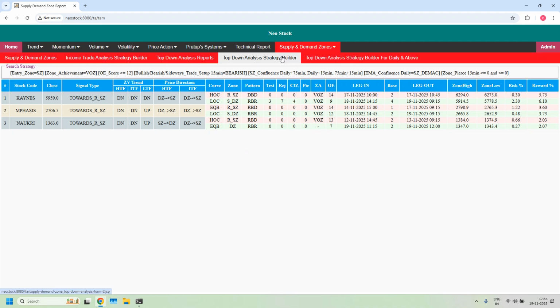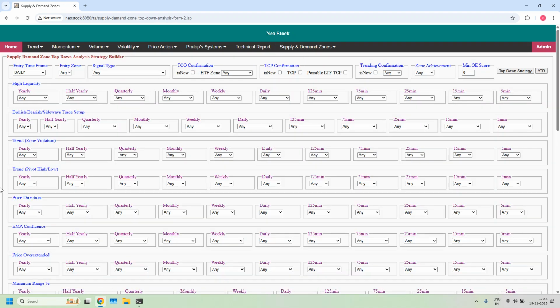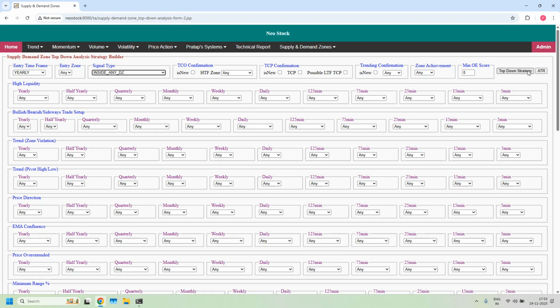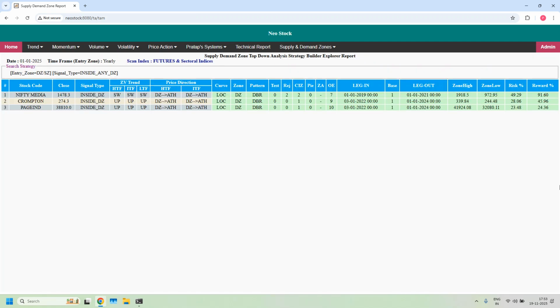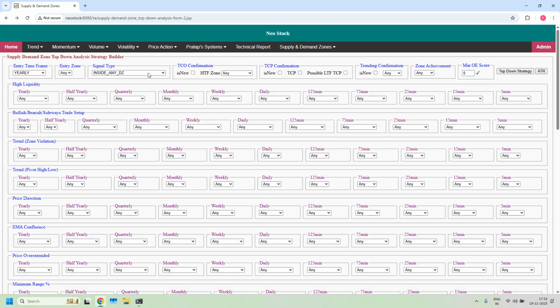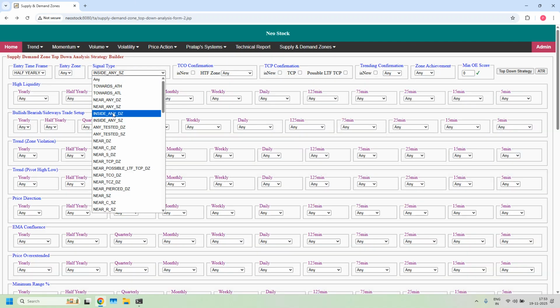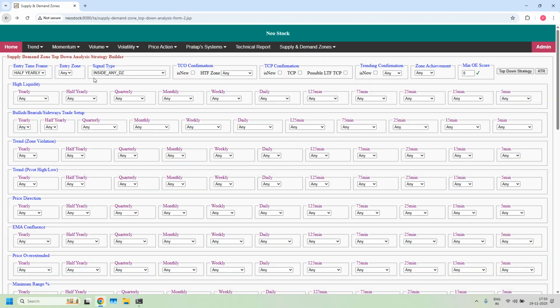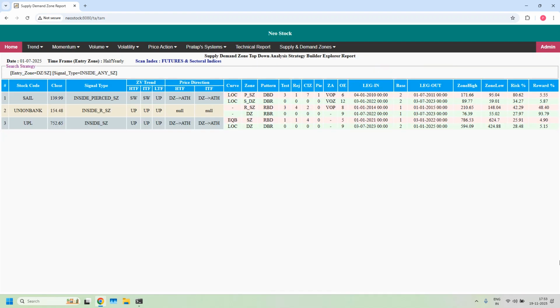Next, I am finding the stocks near demand and supply zones for all the time frames, starting with yearly. Price closed inside the yearly demand zone: we got 3 stocks. Next, price closed inside the yearly supply zone: no stocks. Half yearly time frame. Price closed inside the half yearly demand zone: we got 9 stocks. Next, price closed inside the half yearly supply zone: we got 3 stocks.